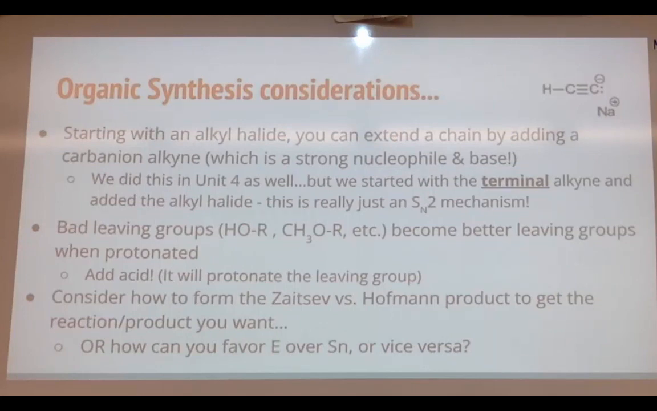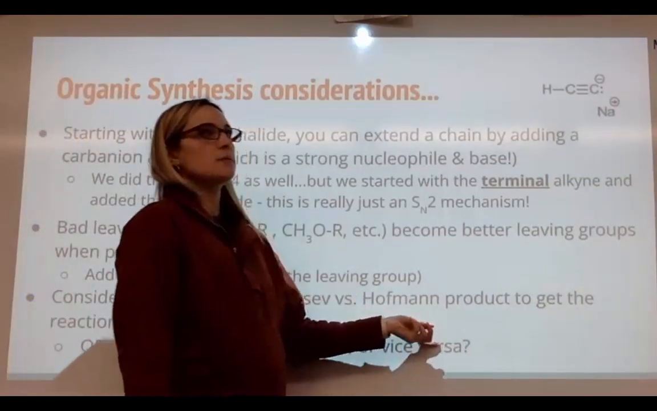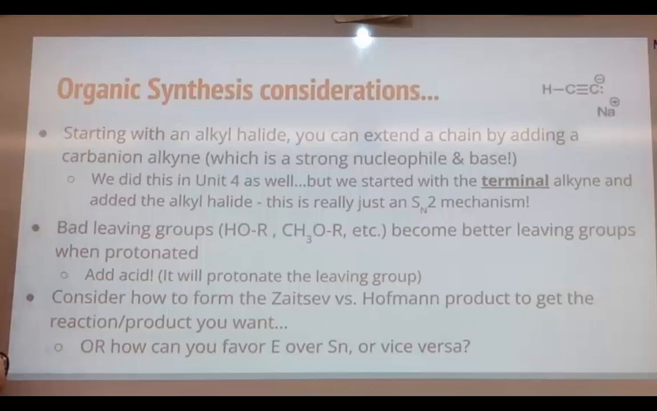So are we looking for a more substituted alkene, or are we actually looking for a less substituted one? We talked about less substituted alkenes being the E2 reactions with the bulky base. So if you want a Hofmann product, less substituted, we have to use a bulky base. We see tert-butoxide used often.